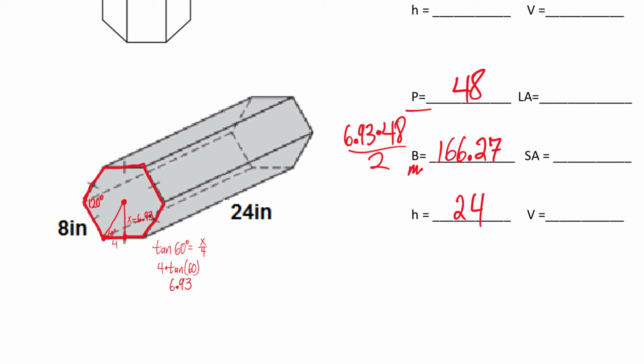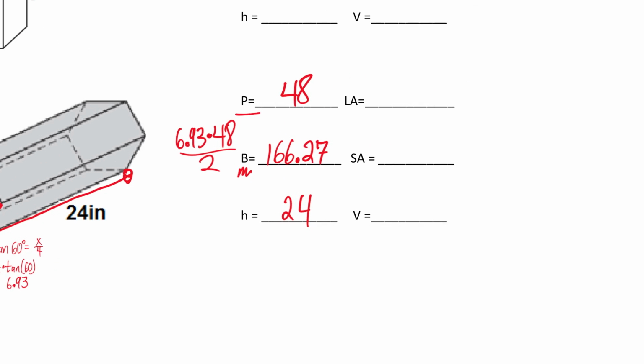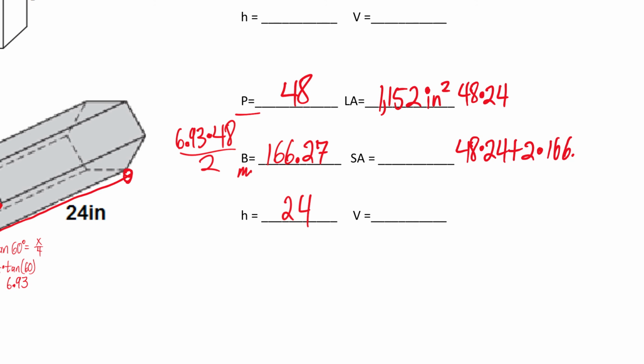The height's 24 right here. Distance between the bases, that's how far it is between the two hexagons. Okay, so for lateral, P times H. 1152. Okay, 1152 square inches. All right, P times H plus 2 times B. 1484.54.